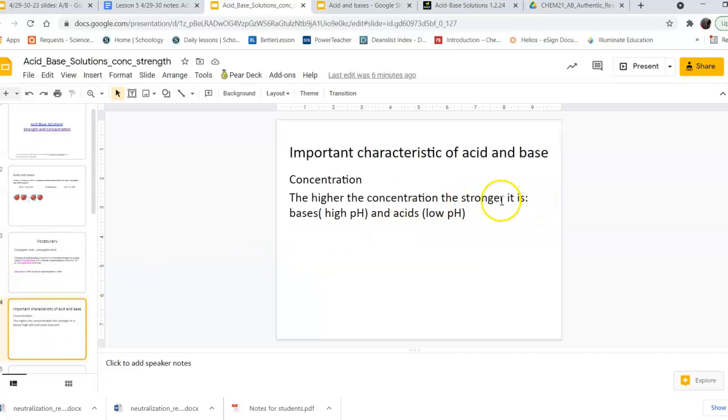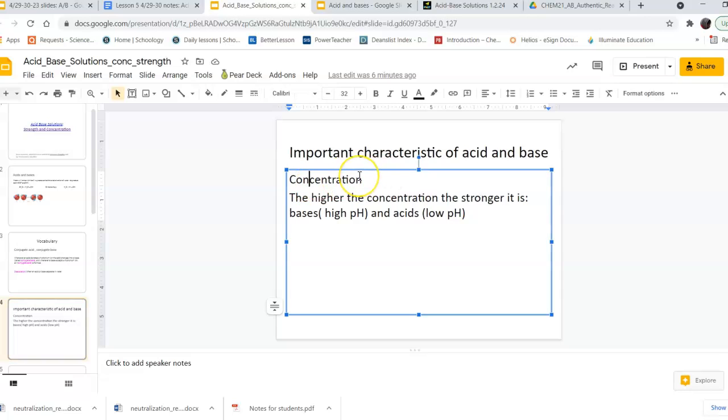All right. So when we talk about acids and bases, we talked about how to identify them, but now we need to talk about strength. So when we talk about strength and when we start comparing either acids or bases with themselves, we need to think about two things. One is concentration, how much of it is available, right? That will determine the strength. The higher the concentration, the stronger it is. For example, bases, the more concentration of a base there is, the higher the pH. The more concentration of an acid is available, the lower the pH.